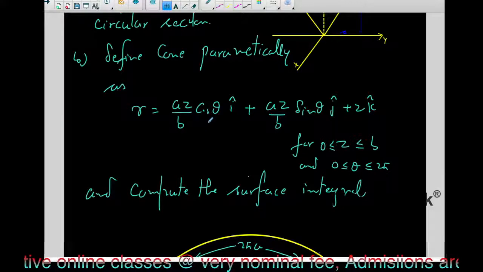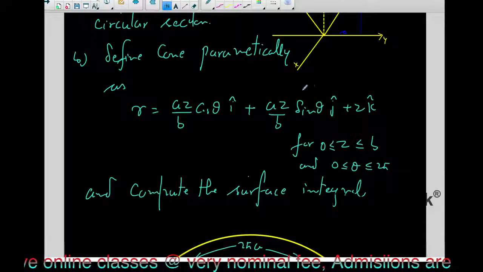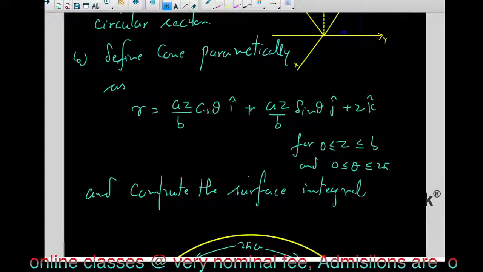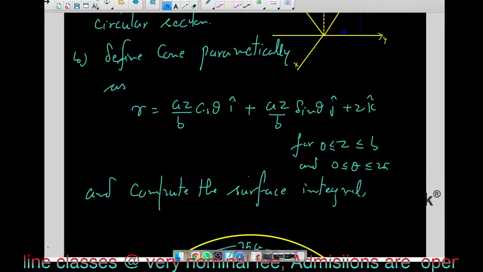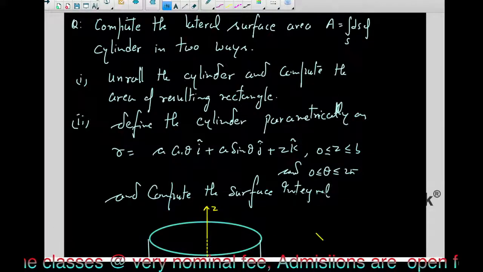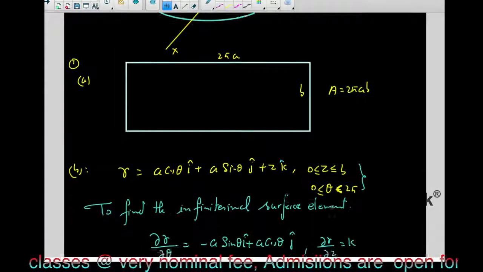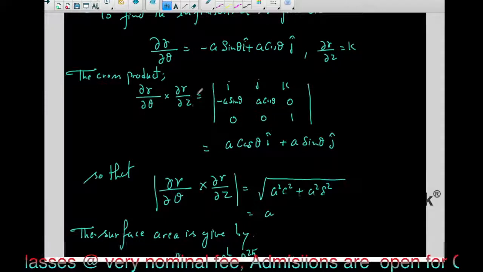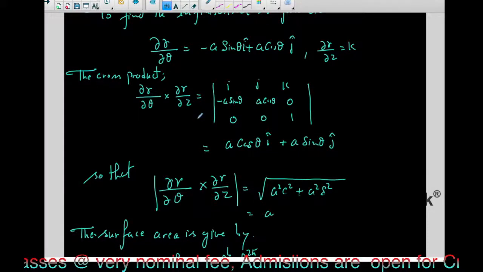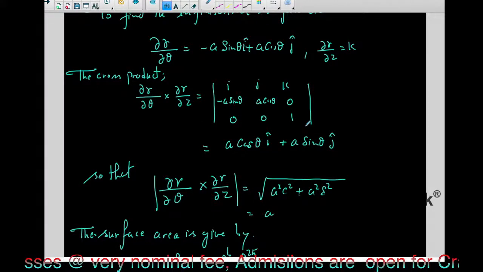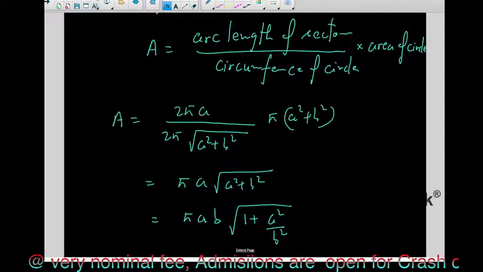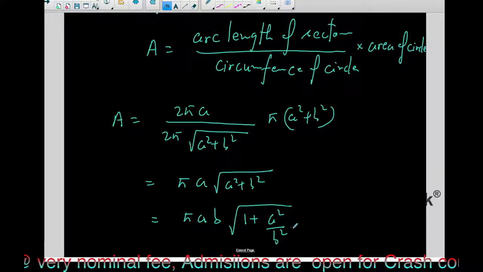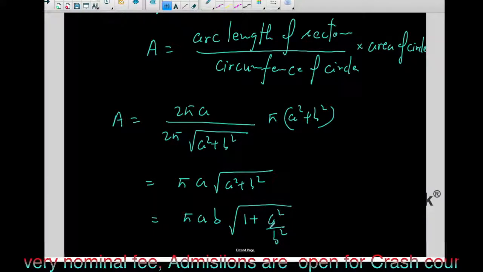You have to find del r by del theta from this, and then from this only you have to find del r by del z. Then you have to make a cross product as previously we have done. Del r by del z and del r by del theta you have to find for this cone and make a cross product. If you do this work, you will get the entire surface area of the cone, and you will get the same result.